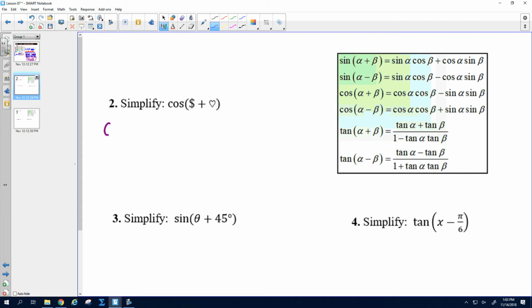Okay, good. So this one goes cosine, dollar sign, cosine, heart. And then do we do opposite sign or same sign? Opposite. Sine, dollar sign, sine. Yeah, that wasn't a very good heart. There you go. That's the answer, and you're done.